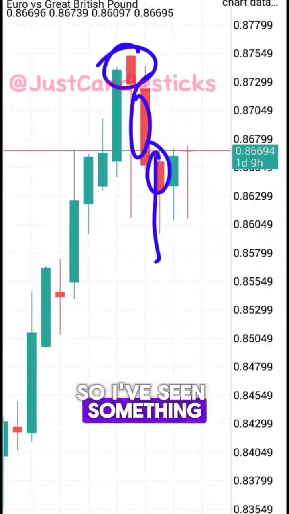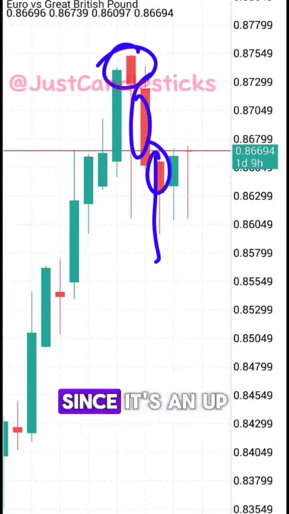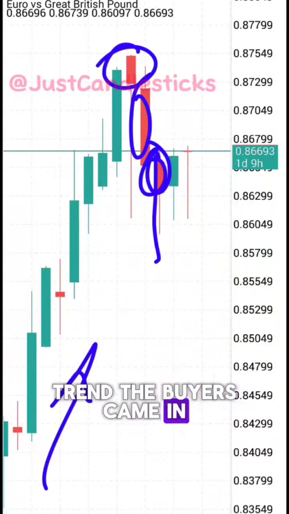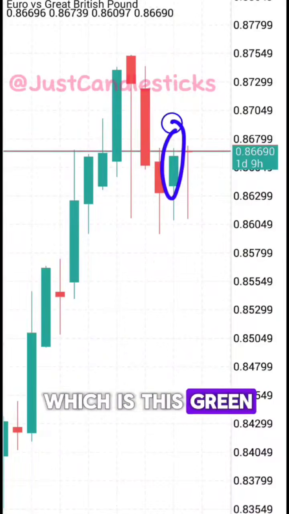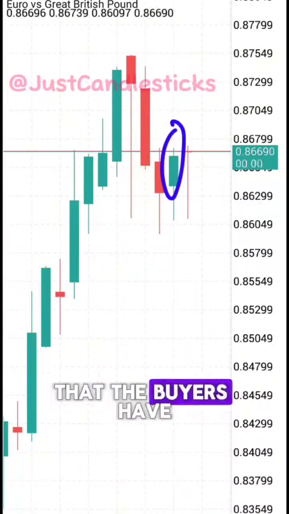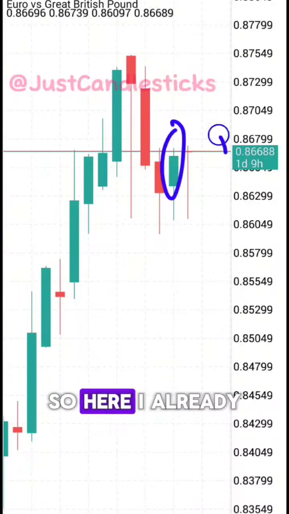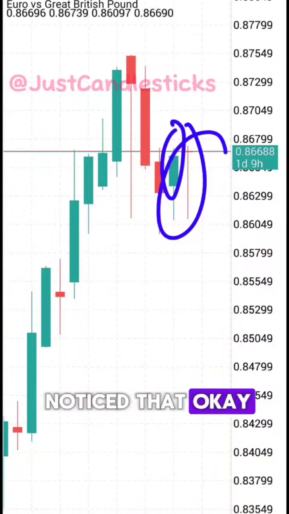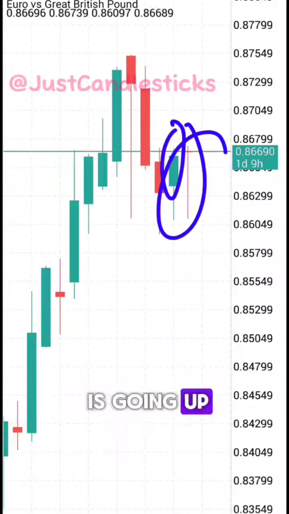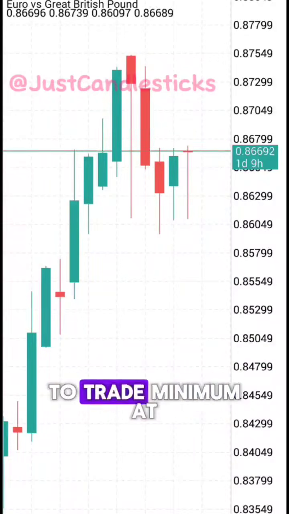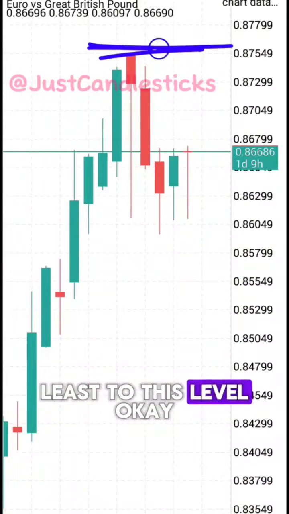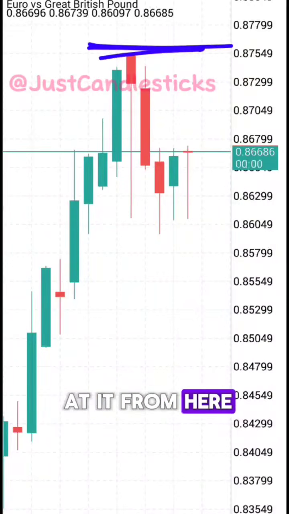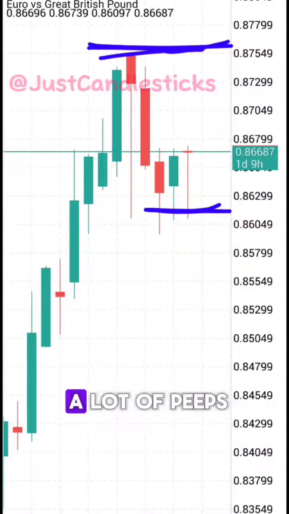So I've seen something from this candle that tells me since it's an uptrend, the buyers came in. So this next candle, which is this green one, confirms that the buyers have come in already. So here, I already noticed that, okay, this week the market is going up. So now I want to trade minimum at least to this level. Okay, and if you look at it from here to this level, it is a lot of pips.